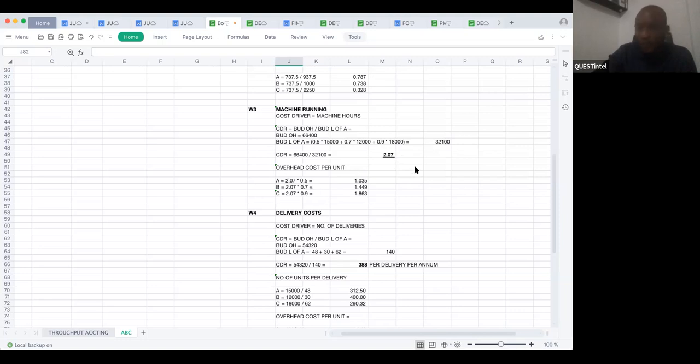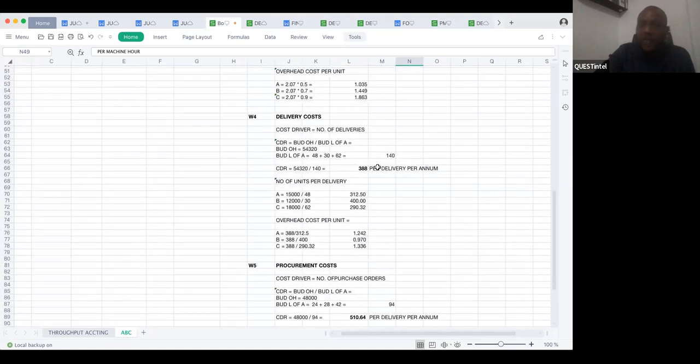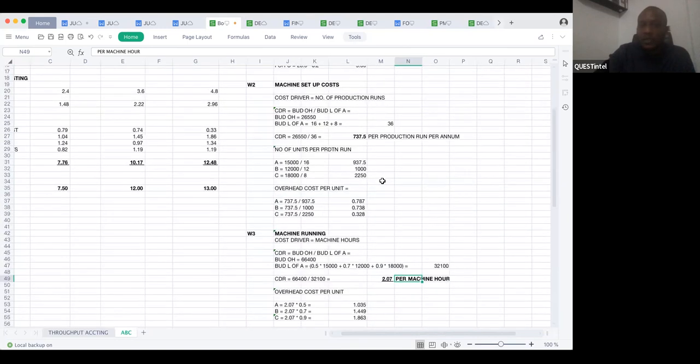So since we have per machine hour now, we can extend this and say per machine hour. So if we have this per machine hour, how many machine hours do we need for product A? 0.5. So with that, we're able to get our overhead cost per unit for A, for B, and for C. And like we said, the delivery costs and the procurement costs are identical to how we computed the working 2, for machine setups. So exactly the same thing.